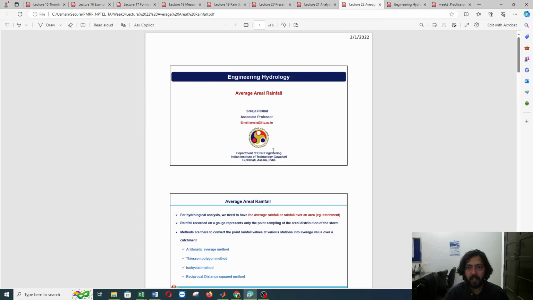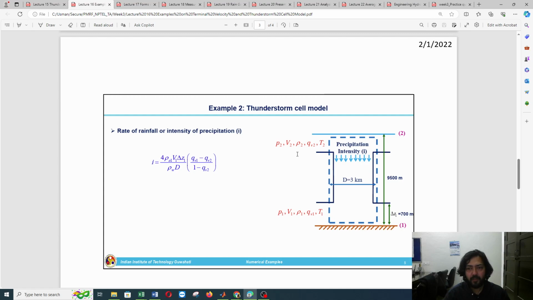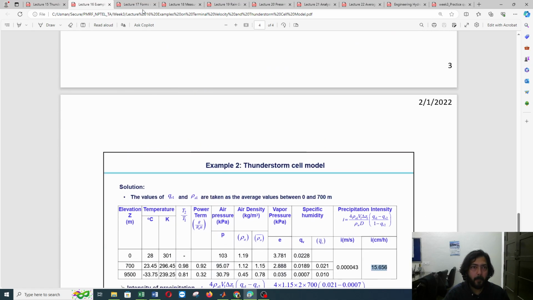So this is all about the theoretical questions and all the concepts that were there in week 3 that we have covered. We started with the thunderstorm model. We talked about the thunderstorm model, and why it is used. It is used to calculate the rainfall intensity, right? So we know the equation for that. All we need to do is calculate specific humidity, vapor pressure, temperature, everything at the ground surface and also at the elevation, and then substitute that into the rainfall intensity equation, which was derived using RTT. Then we have also seen a numerical based on the thunderstorm cell model, right?